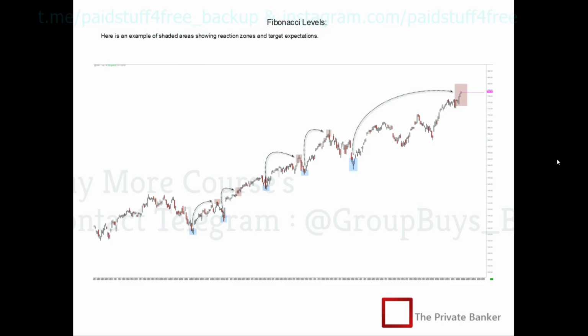So here's an example of some measured moves that are taking place here. I've shaded this low, I've shaded the high, and here's our pullback here, and then there's our target. Here's another pullback, target, pullback, target, pullback, target. So we can see that there's measured moves occurring here, and I'll show you how these work out.